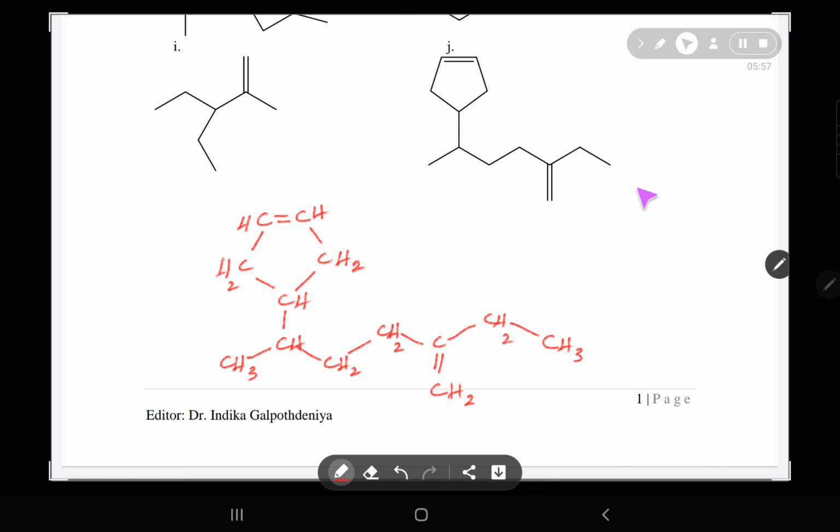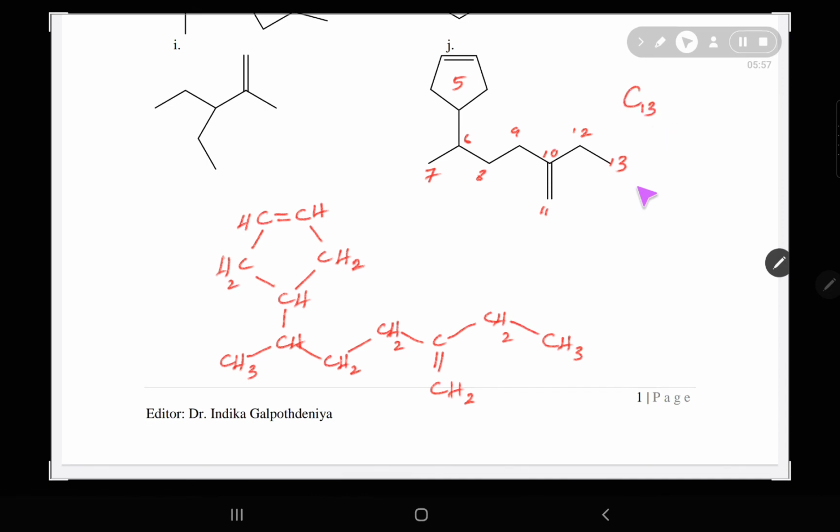All right, so let's do the chemical formula. You have 5 carbons in this ring: 6, 7, 8, 9, 10, 11, 12, 13. So you have 13 carbons in total. For 13 carbons, if you have the maximum number of hydrogens, how many hydrogens can you have? 13 times 2 plus 2, which is 28.